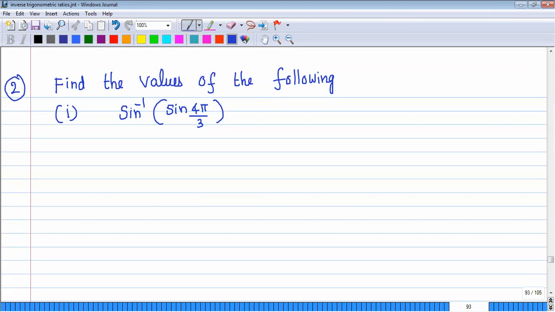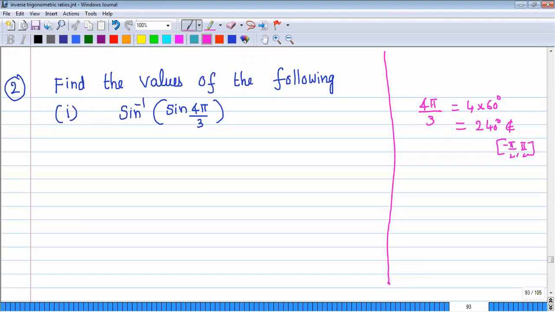What is the answer? Generally, one will say that it is 4 pi by 3. You check 4 pi by 3, 4 into 60, that will be 240. 240 degrees does not belong to minus pi by 2 comma pi by 2. That's why we need to change this. This 4 pi by 3 we can write as pi plus pi by 3.